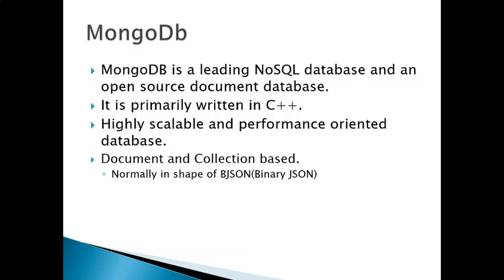Secondly, open source document database. It is not a relational DB. Keep in mind, these terms are very much important. It is not a relational DB, but it is a document based DB. It does not contain relationships as we see in our traditional databases. Relational databases contain relations and a relationship between those relations. In simple words, we have tables and we have a relationship between those.